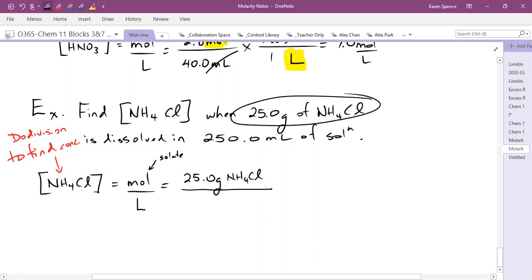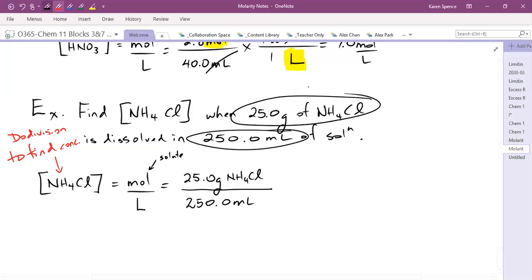And I'm going to put my liters on the bottom. I don't have liters, but I do have milliliters. So I'm going to put my milliliters on the bottom. And now we're just going to have to do some cancellation to turn grams into moles and to turn milliliters into liters.